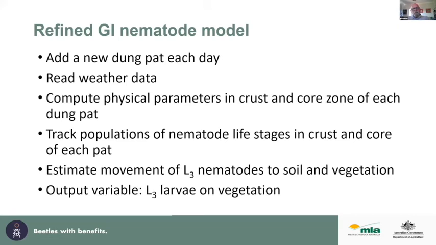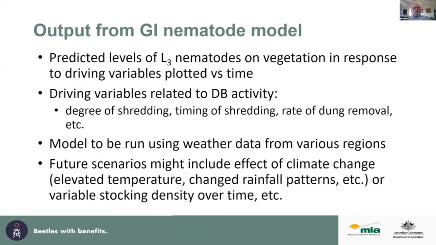But the processes occurring for any one of these zones is the same. It's just much more complicated because we're looking at a number of pats. We have to look at the pats that are laid down each day, plus the different zones in each pat. And so the output of this model will then be the number of L3 nematodes on the vegetation.